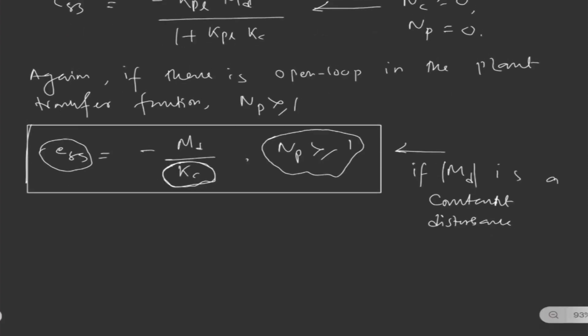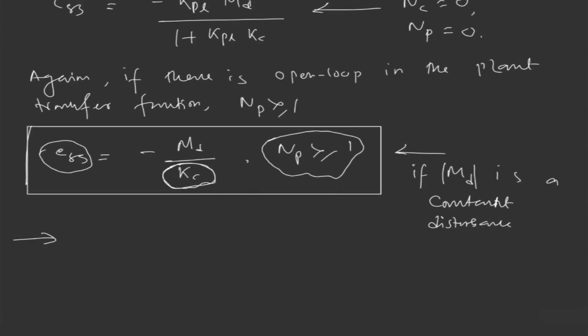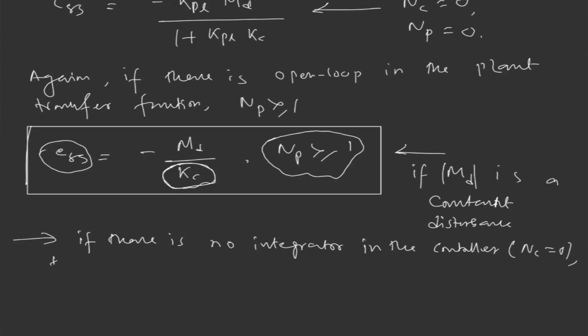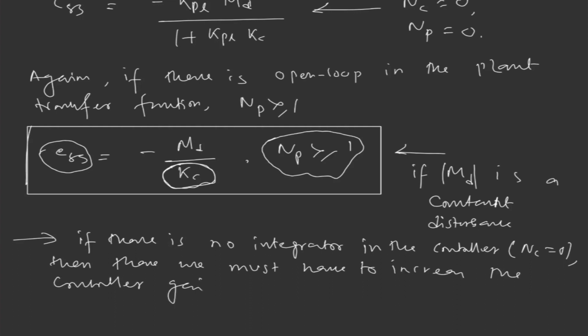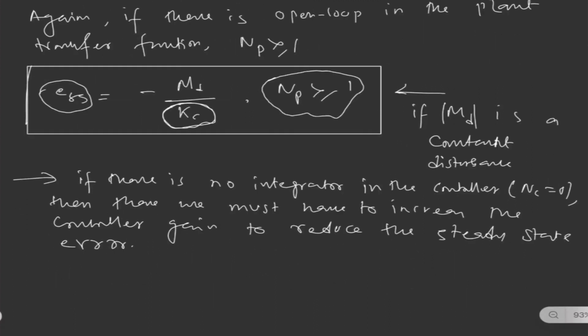This is also possible. So let me write here one note. If there is no integrator in the controller, which is NC equal to 0, then we must increase the controller gain to reduce the steady state error. This is a very important takeaway from this part.